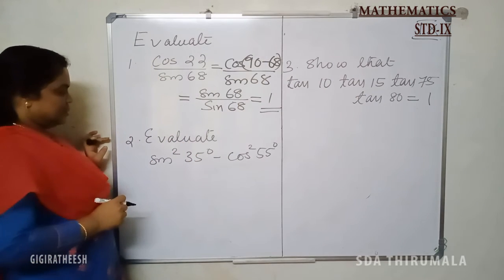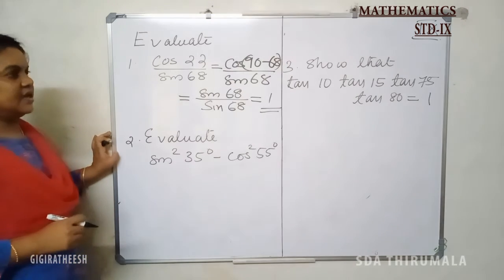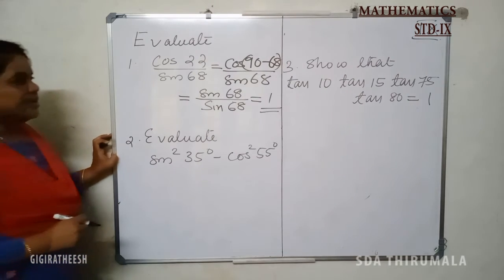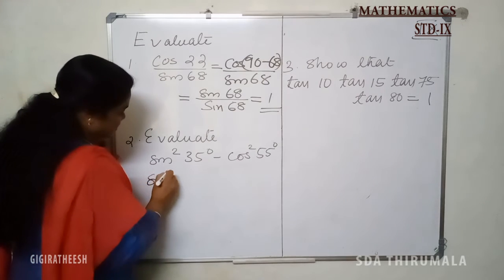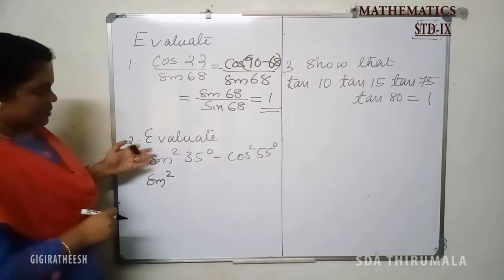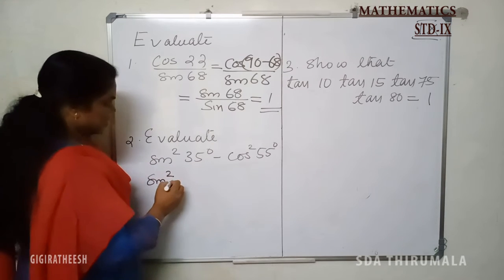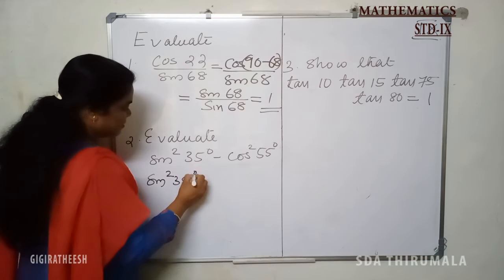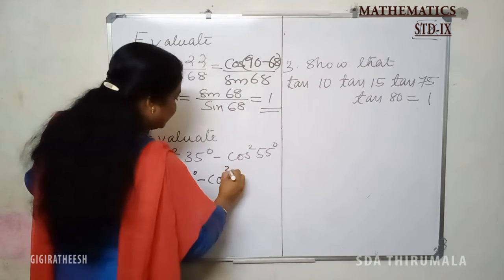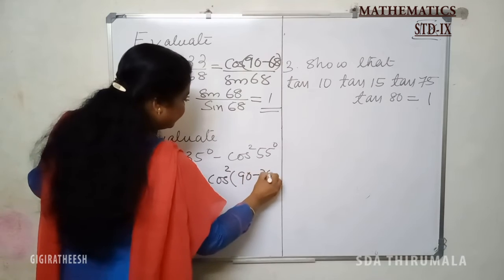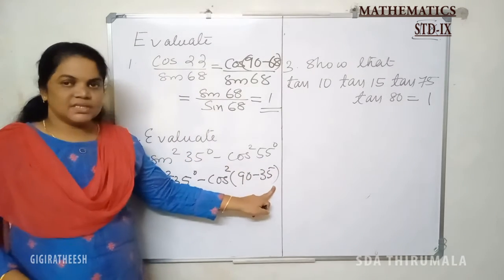Next, evaluate sin square 35 degree minus cos square 55 degree. That is equal to sin square 35 degree minus cos square 55, and we can change 55 as 90 minus 35 degree.